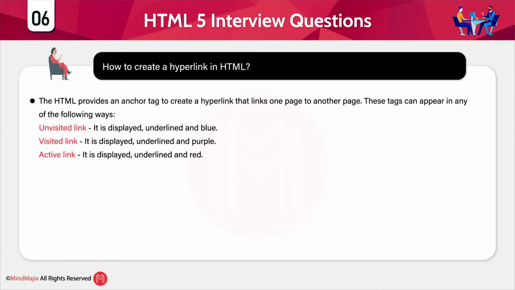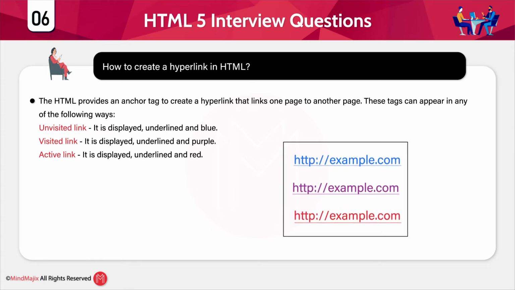It allows the end users to navigate from one web page to another web page. See guys, it links one web page to another web page. Just links. When you click on it, it redirects the end user to another web page. These tags can appear in any one of the following ways. See guys, unvisited link, visited link, active link. These are the 3 types of links that we can find.